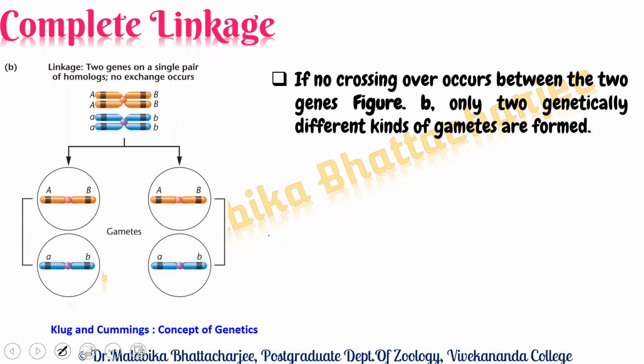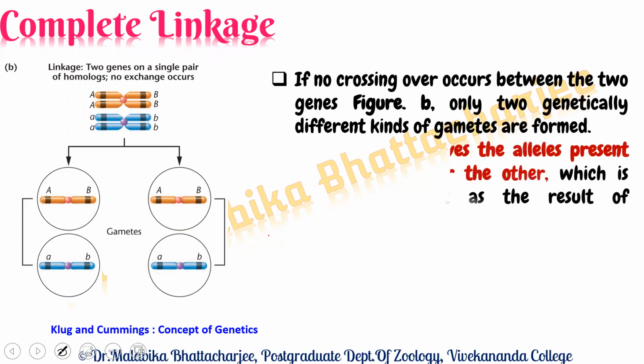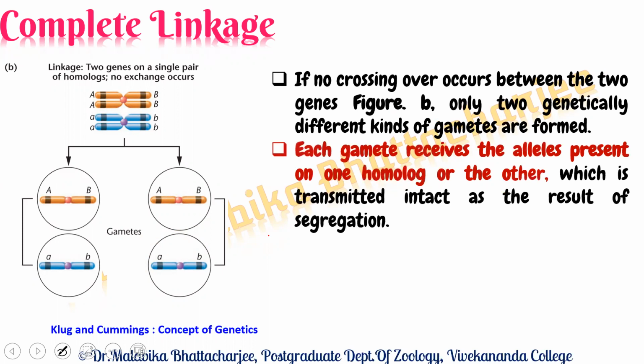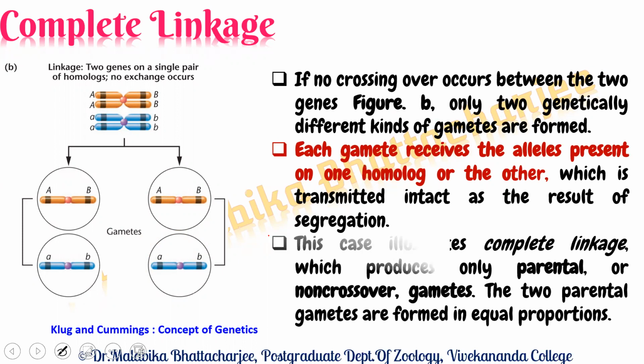As you can see, no crossing over is occurring, so each gamete receives the alleles present on one homologue. In case of complete linkage, this is very important: only parental or non-crossover gametes are produced. This is something I have been repeating for some time during this class. So remember this: for complete linkage, we always get 2 categories of gametes, and only the parental or non-crossover gametes are obtained.